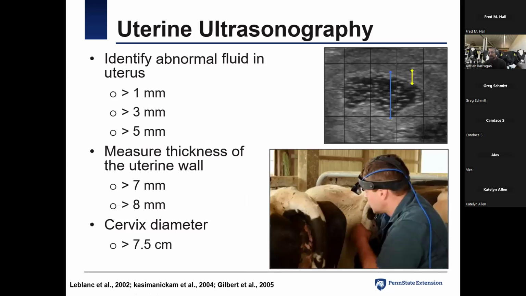Uterine ultrasounding as well. There are so many papers out there that look at different cutoffs. They look at what is abnormal. Here I should say abnormal is more than 5, because if you can measure 1 or 3 millimeters consistently and accurately, you've got to show me how, because I just can't. But for the practical aspect, that is what I recommend. And the same when it comes to the thickness of the uterine wall, we're talking now about 8 millimeters, and the cervix diameter 7.5. And again, this is also more popular for metritis.